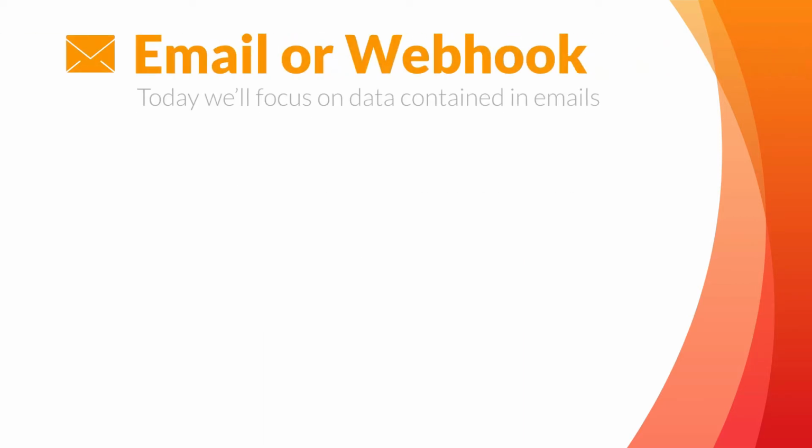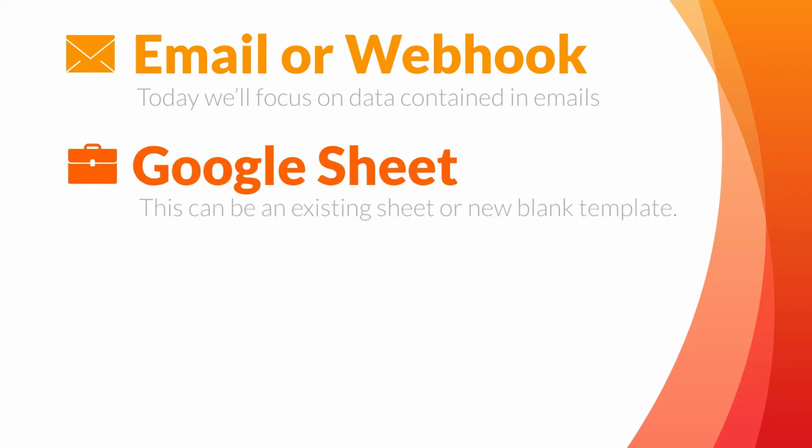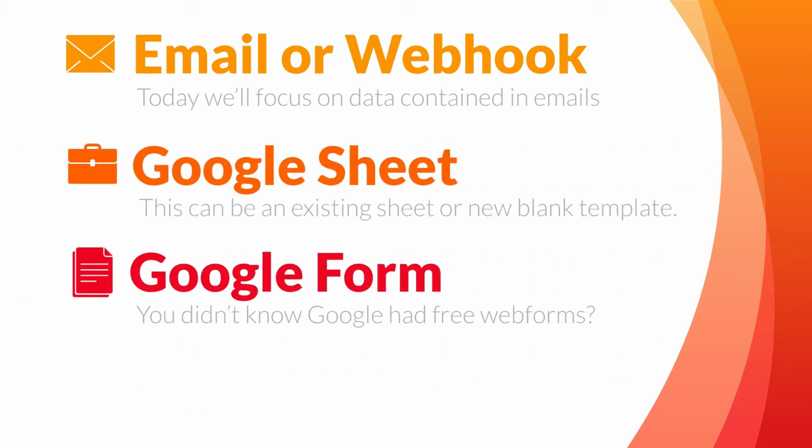Let's dive in. There are 4 moving parts to this solution. The first is an email or a webhook. Today, we'll focus on working with emails, but the steps are quite similar with webhooks. Second, you'll need a Google Sheet. Third, you'll need a Google Form. And lastly, you'll need a Parser account.